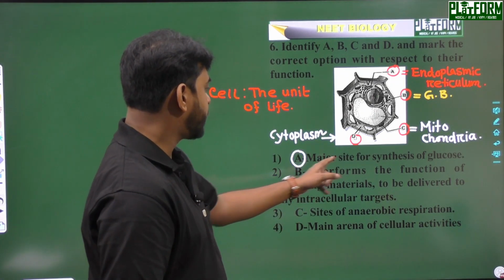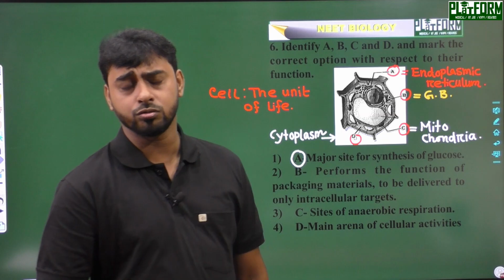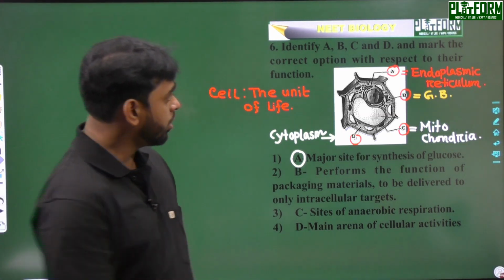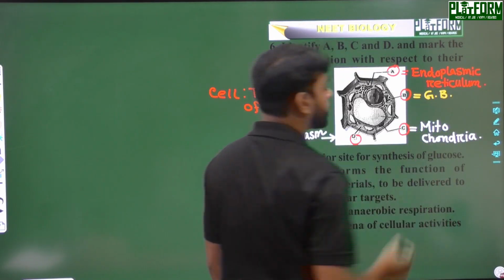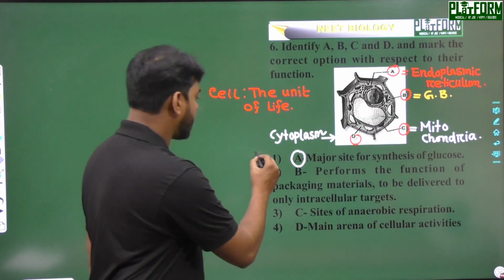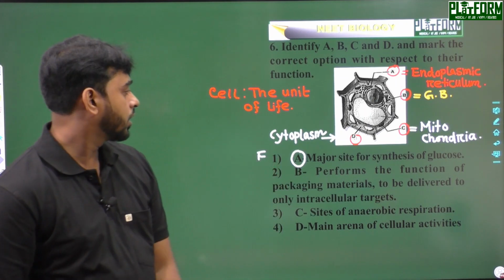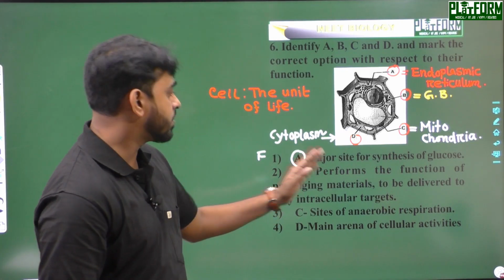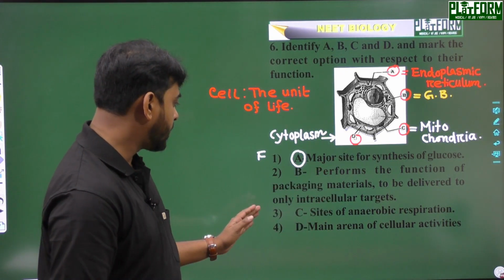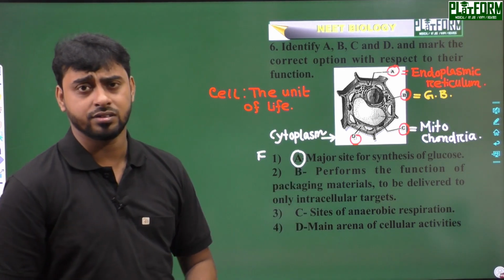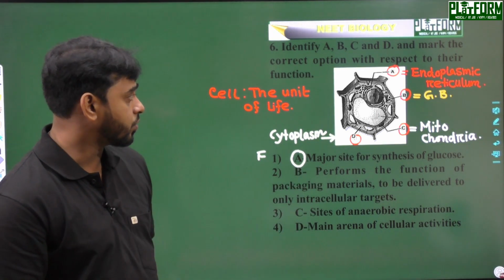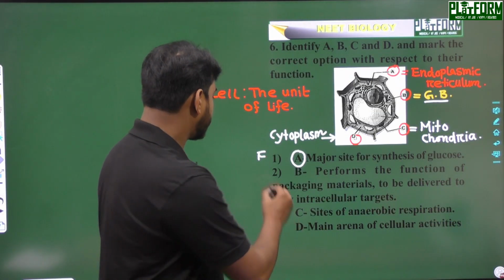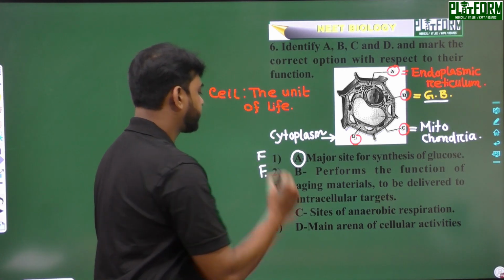A, the major site of synthesis of glucose. We know that the major site of synthesis of glucose is plastid. So, it is not true with respect to the endoplasmic reticulum. So, it is a false statement. B, performs the function of packaging material to be delivered only intracellular targets. This is the function of the endoplasmic reticulum and it is written just next to the Golgi body. So, this is also the false statement.